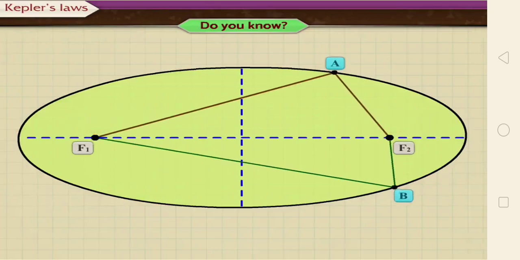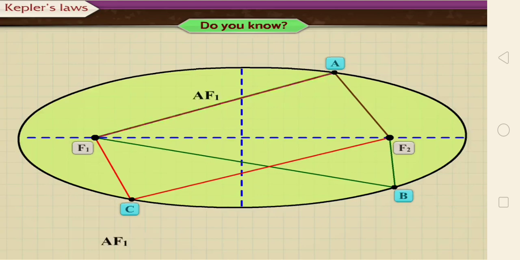The sum of the distances to the 2 focal points from every point on the curve is constant. Here, A, B, and C are the points on the ellipse. Thus, AF1 plus AF2 is equal to BF1 plus BF2 is equal to CF1 plus CF2.